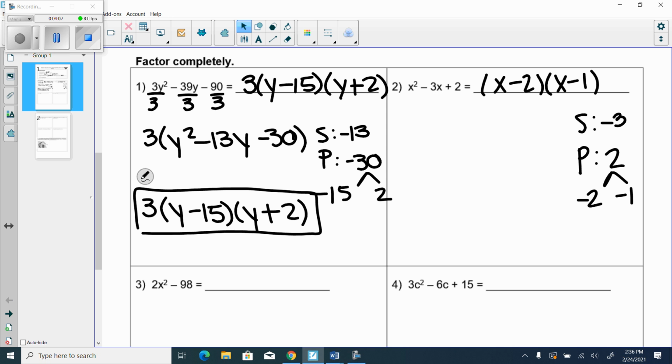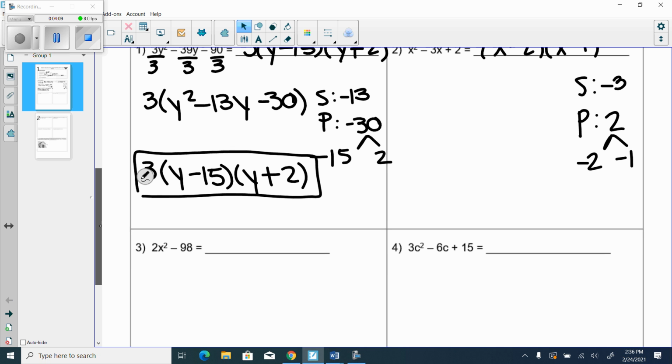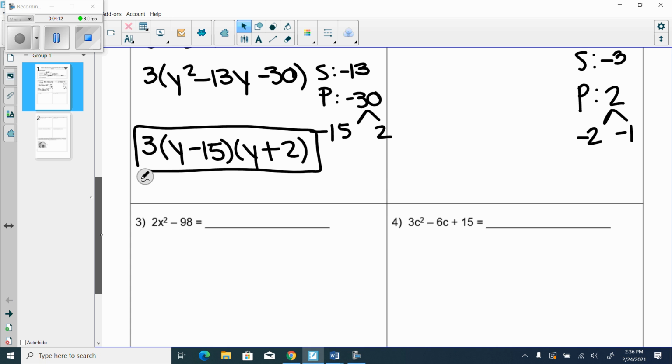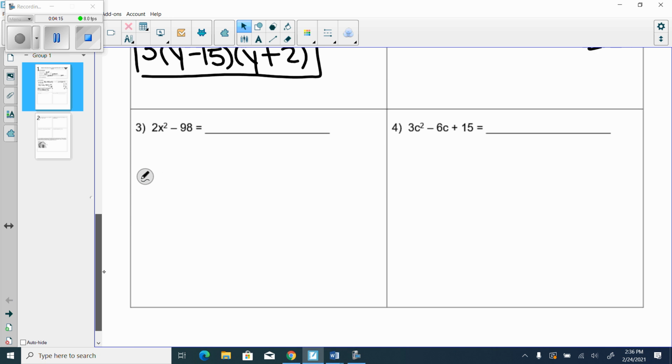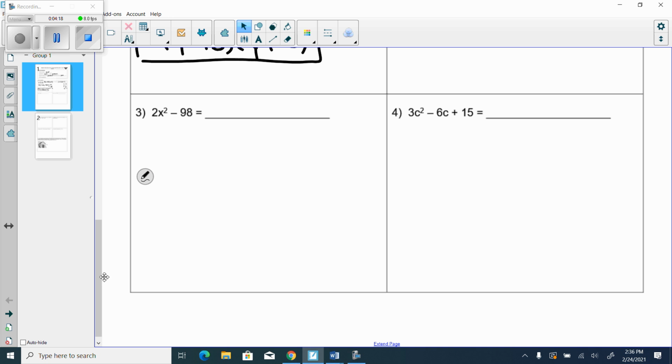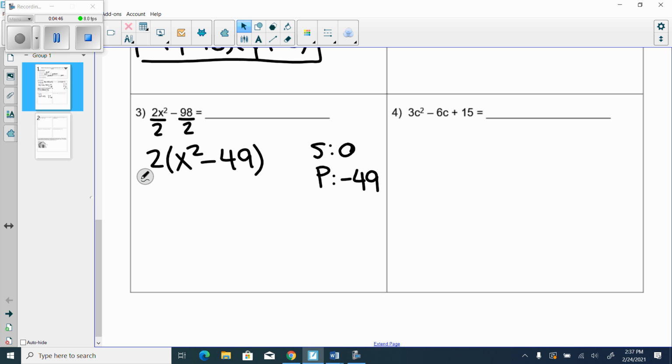Okay. Number 3, what am I looking for? GCF. And what's my GCF on number 3? 2. So I'm going to divide by 2, which what's that going to leave us with? Good. So this is that one we talked about yesterday, right? We call it a difference of squares. So our sum is supposed to be the middle number, but is there a middle number? So it must be 0. My product is, right? So what are our factors?